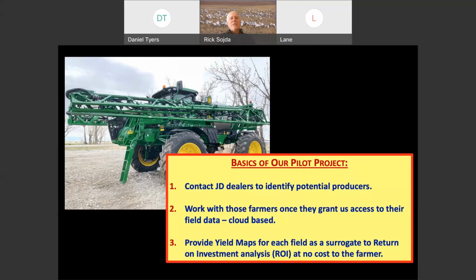But the basics of our project: I contact John Deere dealers to identify potential producers that might be interested. I work with those guys once they grant us access to their field data, which is also obviously in the John Deere cloud. Then I take that cloud data and provide yield maps for each field. I do this as a surrogate to return on investment analysis, and we do this at no cost to the farmer. Essentially, we don't have good information on cost of production in Montana in small grain, and so we're using yield as a surrogate for return on investment.